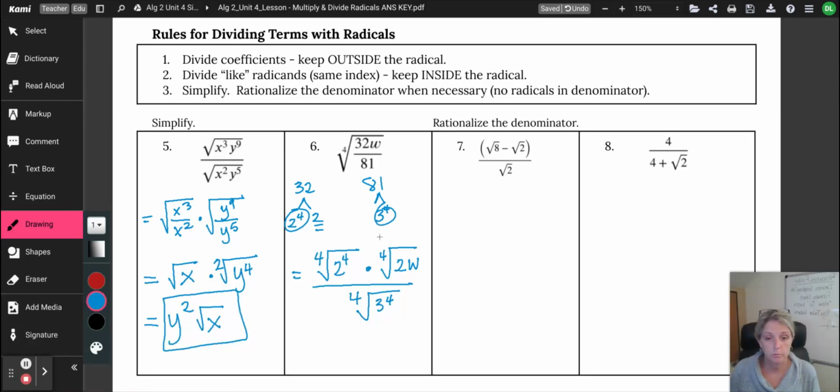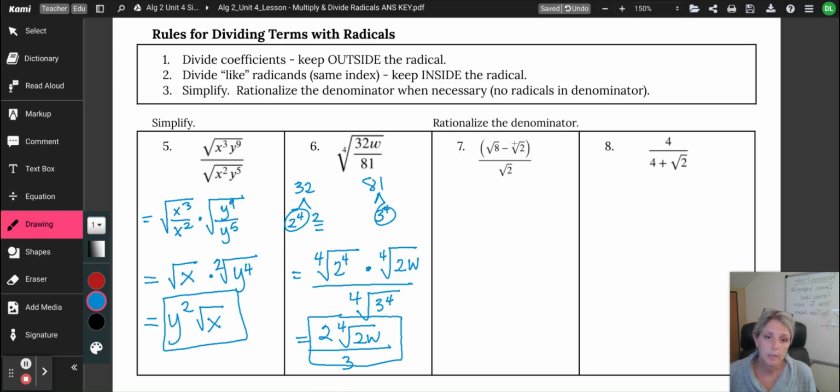And now we can start simplifying. So the 4th root of 2 to the 4th is going to be 2. And the 4th root of 2w is going to stay the same. And then the 4th root of 3 to the 4th is just 3. Now, 2/3 cannot be simplified, and so we can stop there. But if it were a fraction that could be reduced, you would want to do that, simplify your coefficients.